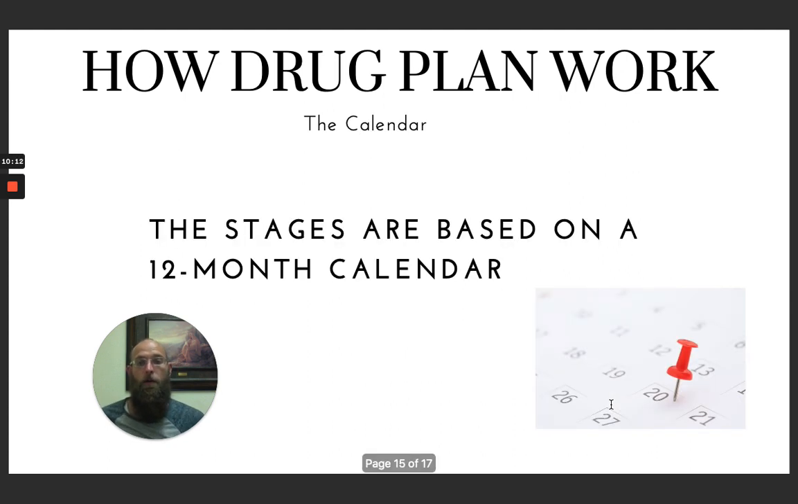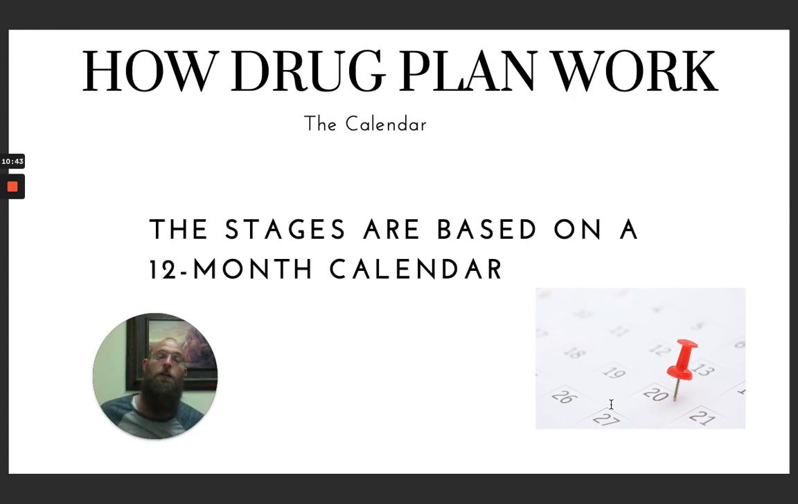Now, this system, this process of stages, it resets every calendar year. So if you are starting Medicare in October, and let's say you are taking one of those tier 4 or tier 5 medications, and you hit the donut hole in November, you're going to be in the donut hole November, December, then you'll start over again in January. Okay, because everything follows a calendar year from January through December. And then it will reset each year.